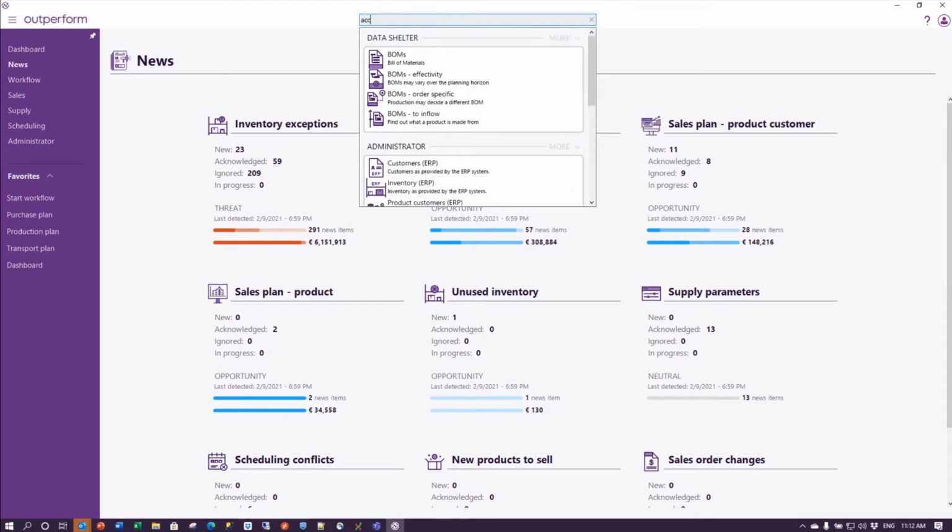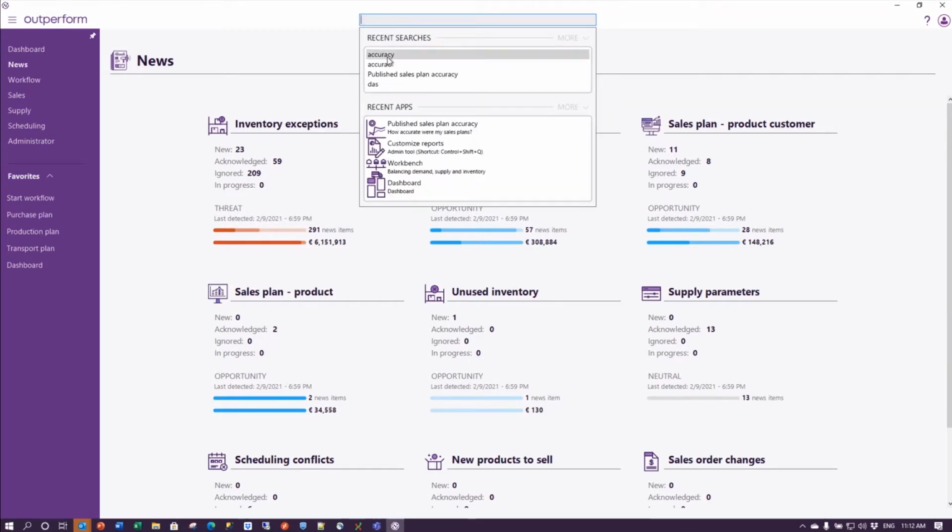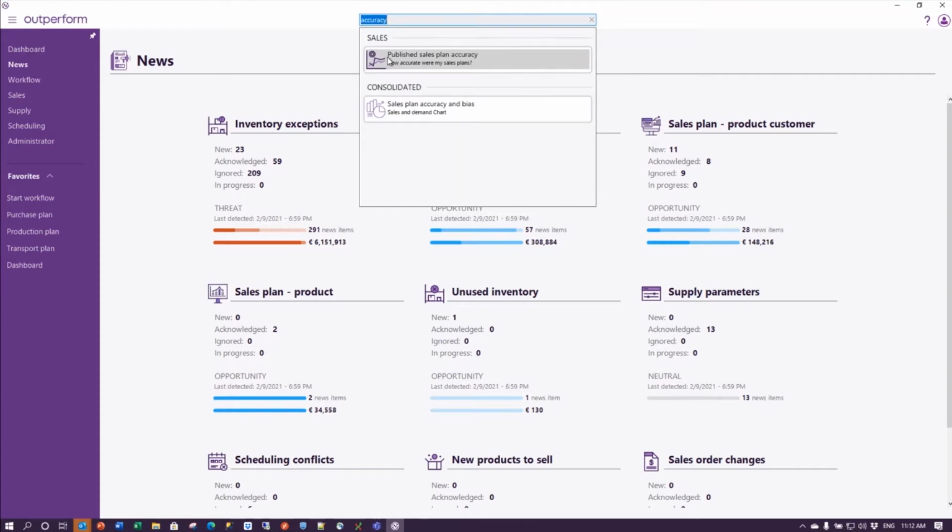To do that, we type in accuracy. I think I already have that in my recent searches, yes. And what I find in accuracy is the report published sales plan accuracy. And let's make things a bit more precise. Sales plan is the combination of the regular sales and the promotional sales. It's that combination that is the input to operations. So we're trying to measure here how accurate are we providing input to operations.